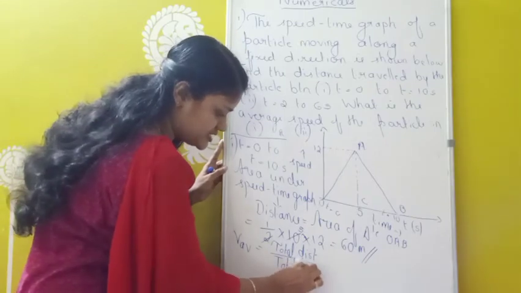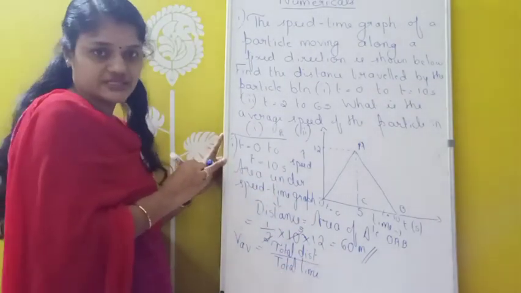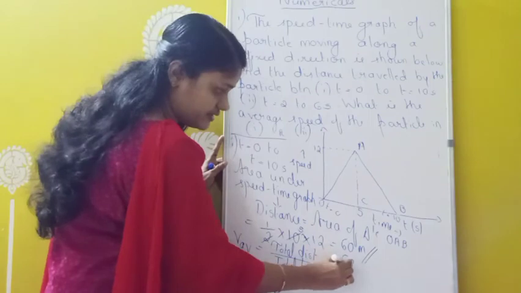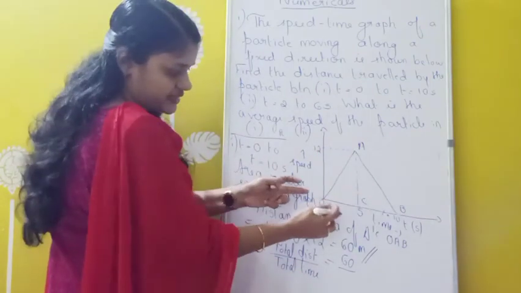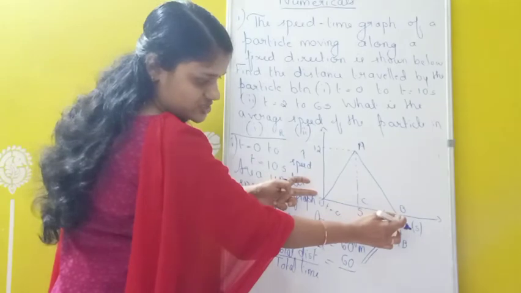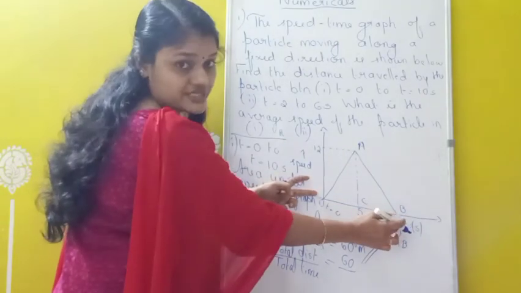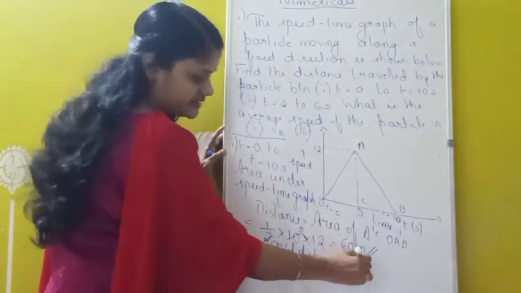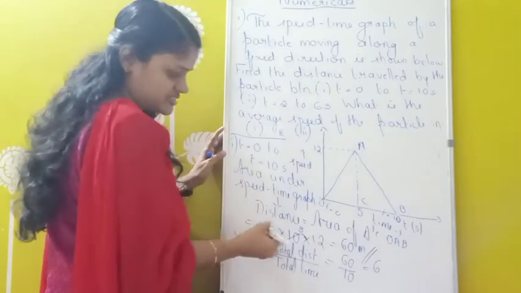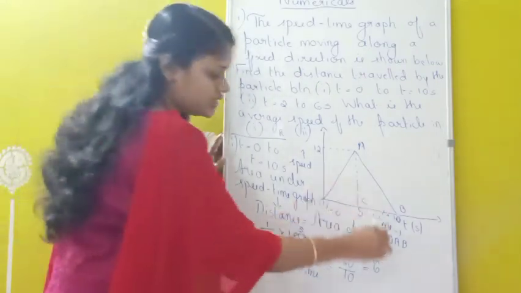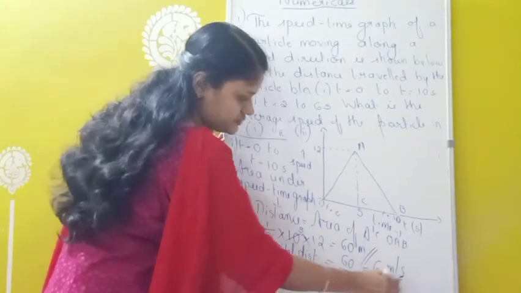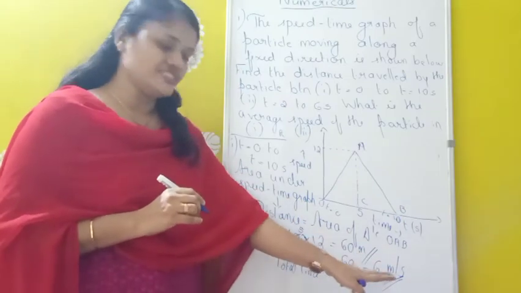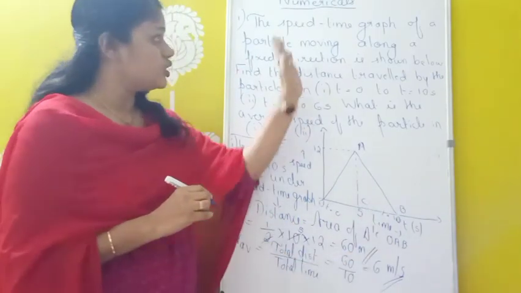So the formula is total distance covered divided by total time. The total distance covered we just found as 60 meter, covered in a time of 0 to 10, that means the total time is 10 seconds. So 60 by 10 is 6. The unit is meter per second, because distance is in meter and time is in second. So 6 meter per second is the average velocity of this particle.